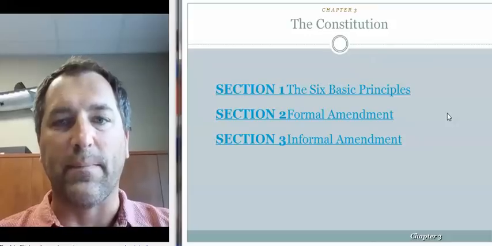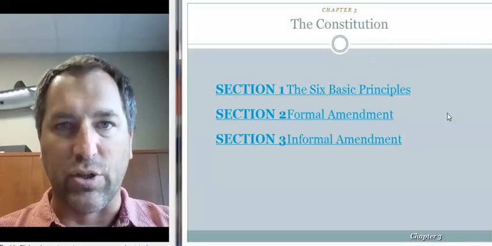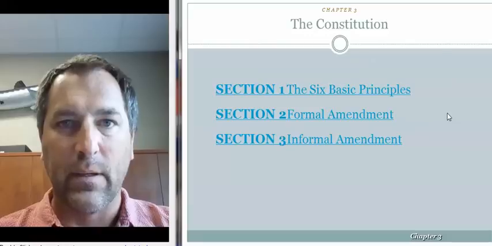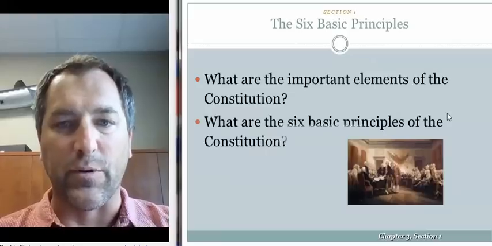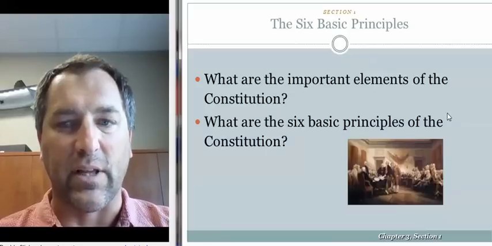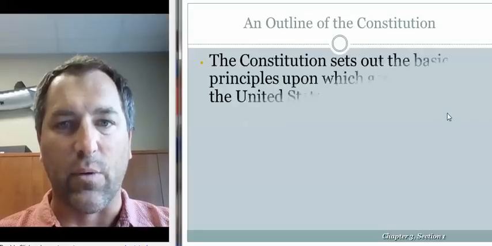Section 1 is the basic principles on which our Constitution is established. Section 2, how those formal amendments are created. And Section 3, informal. The 6 basic principles we'll be covering in an activity in class, and we'll get some exercises on knowing what those are.